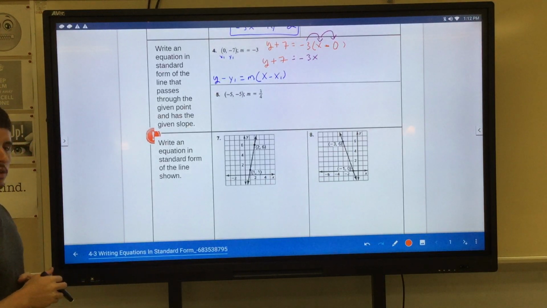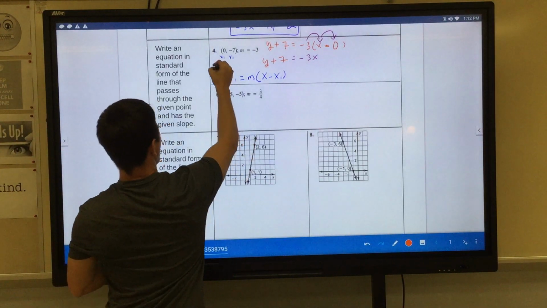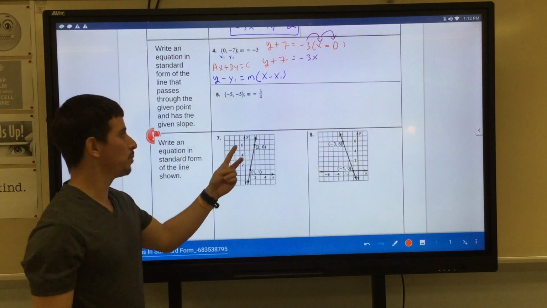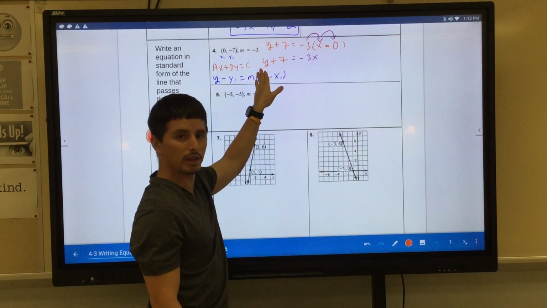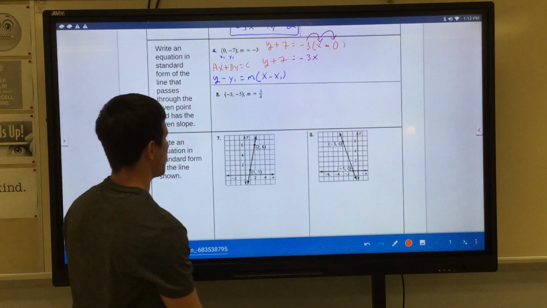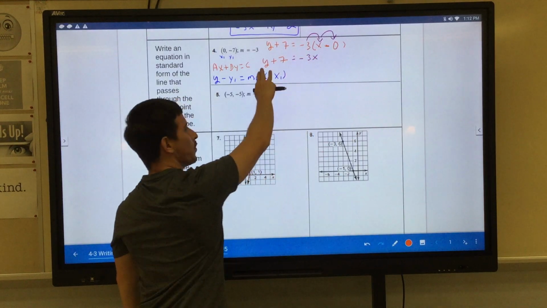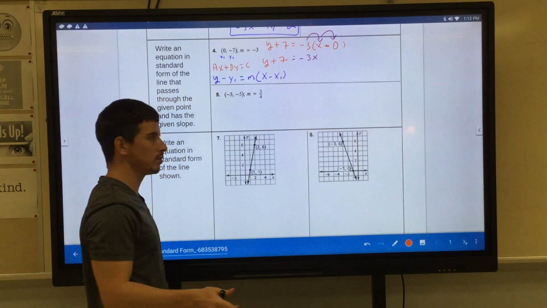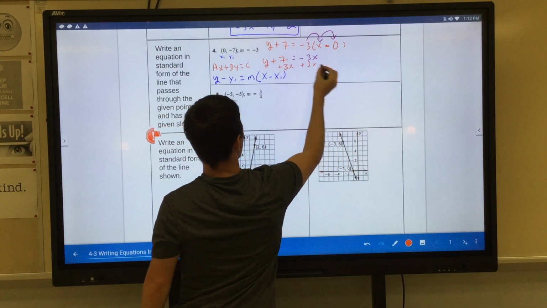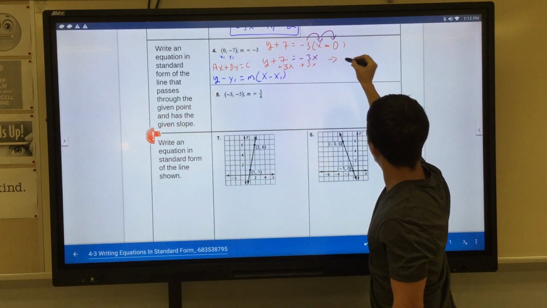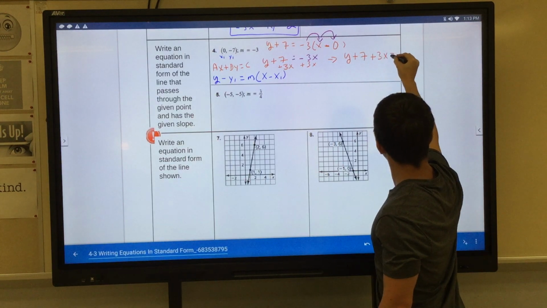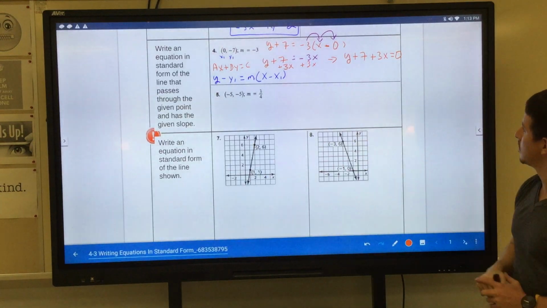Alright, now in order for me to get this into the standard form, which is ax plus by is equal to c, I'm going to have to flip-flop. I'm going to move this -3x over here to my left, and then the +7 to my right side of the equal sign. So, how do I move this -3x over here? What's the inverse operation of that one? The opposite of a -3x is +3x. So now we have y plus 7 plus 3x is equal to 0, because there's nothing on the right side.